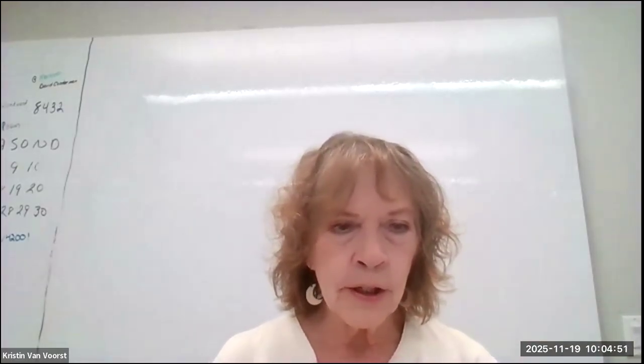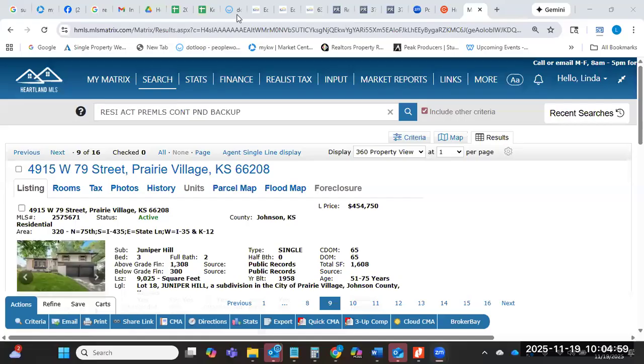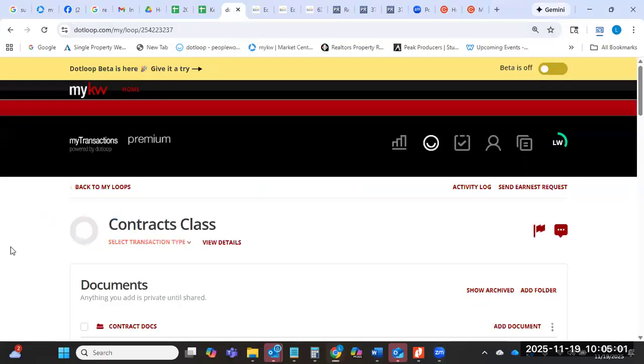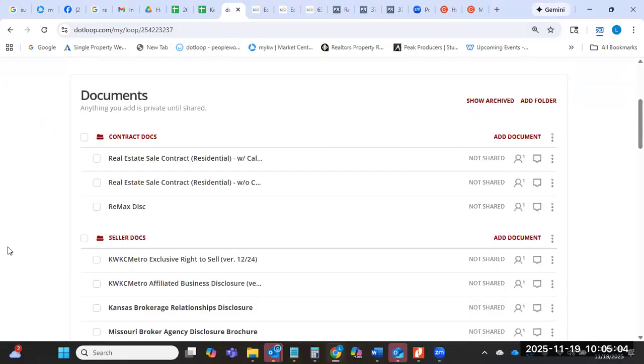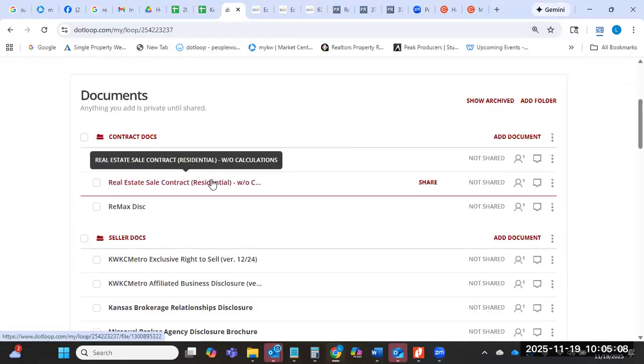And the two things that I'm going to share, we're going to get back to the contract. What did I do with it? There it is. Okay. In my contracts class folder in .loop, you'll have your own folder there. Going to pull up the contract here.